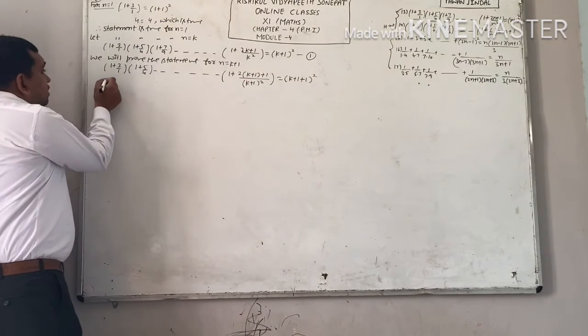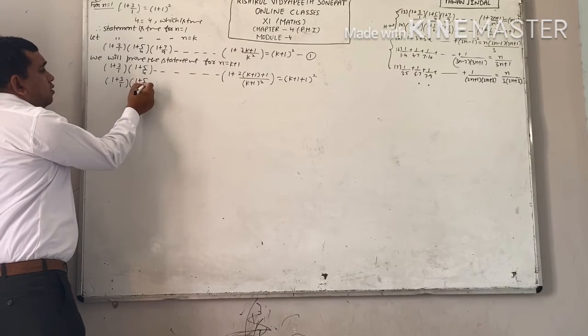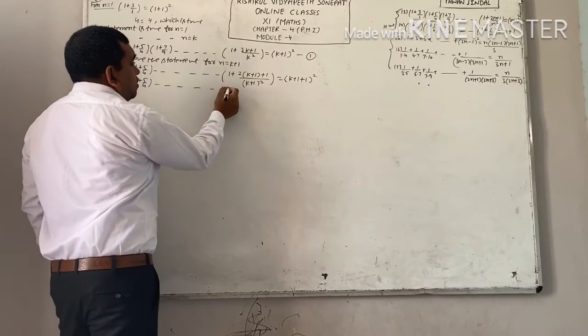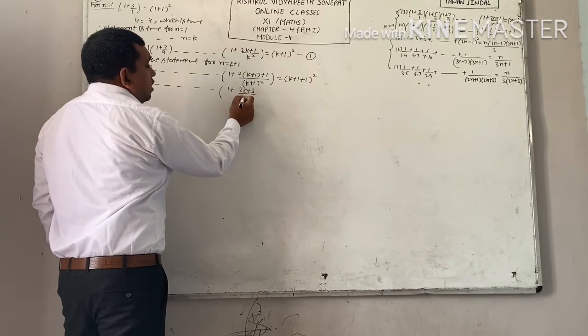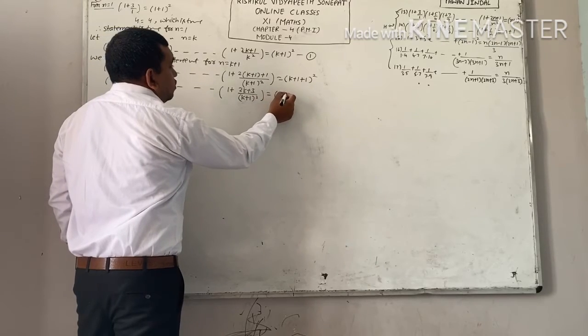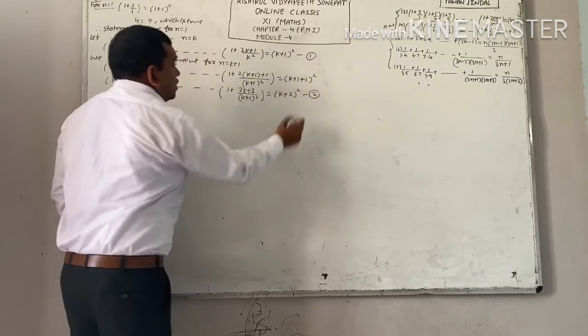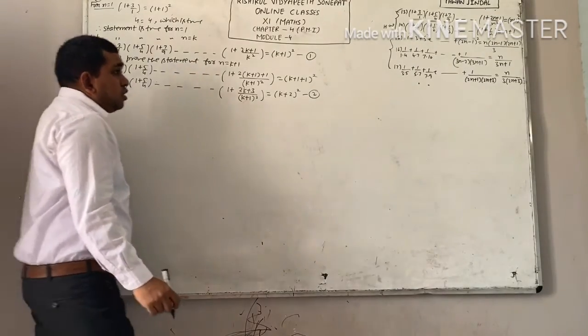Simplify this one. You will get 1 plus 3 by 1, 1 plus 5 by 4 up to so on 1 plus 2k plus 3 upon k plus 1 whole square. This is equal to k plus 2 whole square. This we have to prove. Now how will you prove? I told you the method.